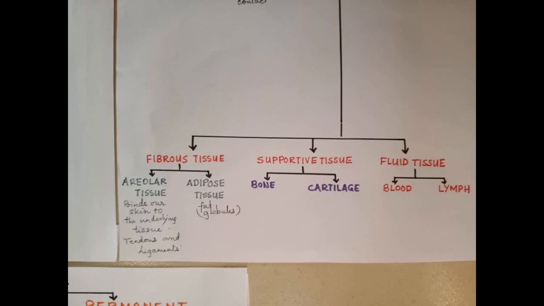Now we come to supportive tissue. Supportive tissue, as the name suggests, supports the animal body. That means the bones and the cartilages. So the supportive tissue is the bone and the cartilage. And finally we come to the fluid tissue, which is also part of the connective tissue, in which come the blood and the lymph, because they are fluid in nature. Therefore they come under fluid tissue, and because they are connecting, therefore connective tissue.